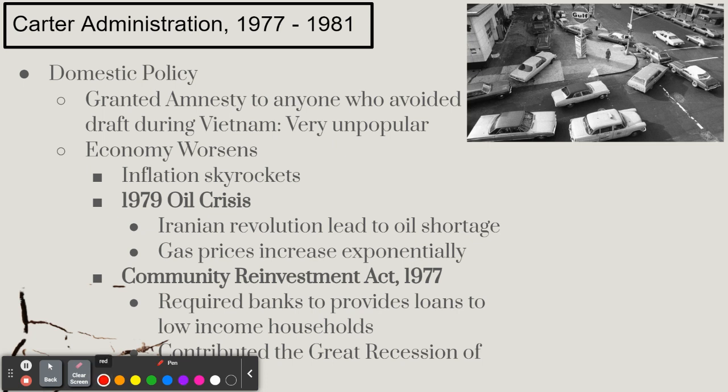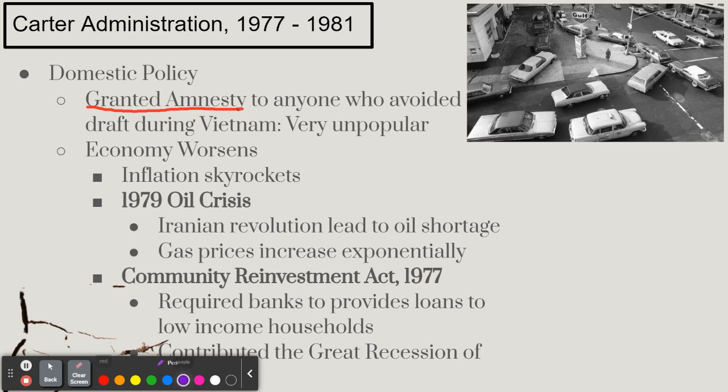Ford, where he pardoned Nixon, Carter pardons or grants amnesty to anybody who avoided the draft during the Vietnam War. So a bunch of guys ran to Canada, or they kind of hid in America so they didn't get drafted. And he just says, we're not going to prosecute you. The government is not going to send you to jail. You can come back and live normal lives. It's super unpopular. Because even though the Vietnam War was unpopular, a lot of people still felt it was kind of your duty if you got drafted to join.